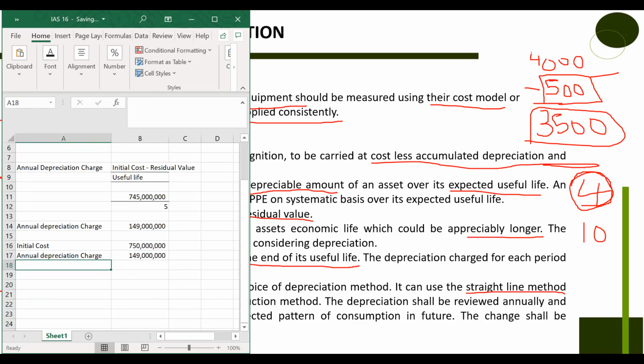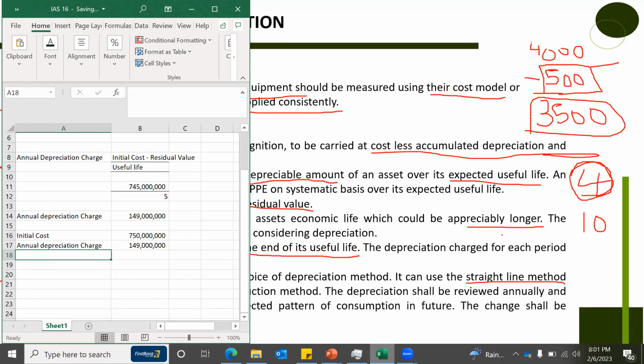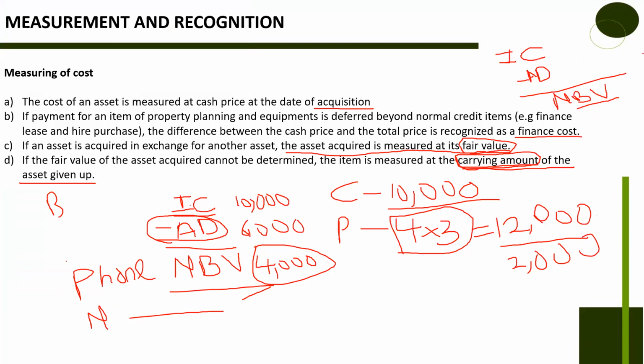149,000. You remember when I was on this stage, when I said initial cost minus accumulated depreciation will give us what? Our net book value, or our what? Our carrying value. You remember carrying amount when I said that there. So the same thing applies here.